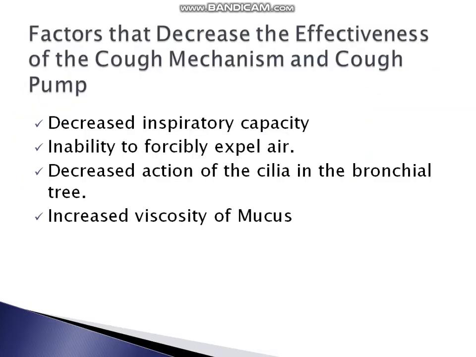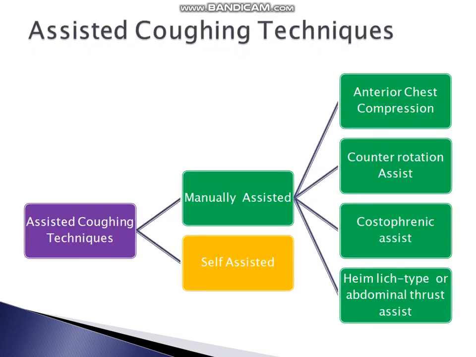Now there are factors that decrease the effectiveness of the cough mechanism and cough pump. These factors are decreased inspiratory capacity, such as in abdominal surgery, pain, rib fractures; inability to forcibly expire air in cases of spinal cord injuries above T12 level; decreased action of cilia in the bronchial tree, for example in cases of COPD; and increased viscosity of mucus, for example in cases of cystic fibrosis and chronic bronchitis. So this is what we have discussed about the cough mechanism and the phases of cough.